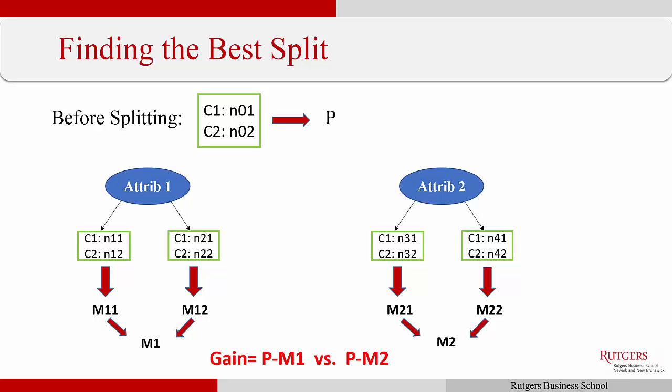And we can also use attribute 2 to split them. And we also got two nodes. For the first node, the measure of the impurity is M21, and for the second node, the measure of the impurity is M22. So after the weighted average, we got the measure of the impurity M2. And we should compare again: first is P minus M1 and then P minus M2. We should choose the attribute whose gain is larger.